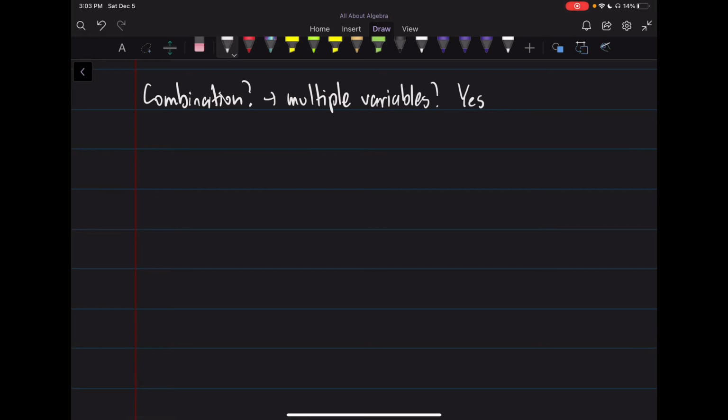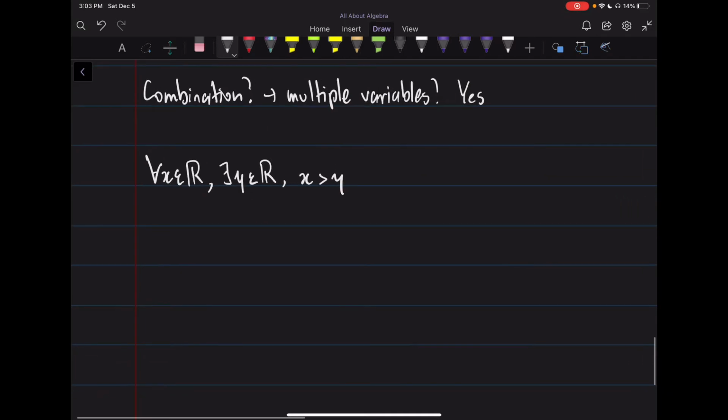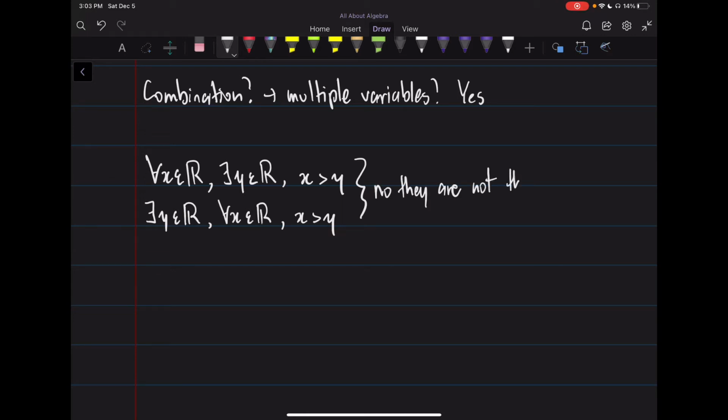So if I had a statement with, say, two variables, x and y, for all x, there exists a y such that x is greater than y. Is this the same as saying the reverse order? No, they are not the same, because order matters. The order of your quantifiers definitely matters, because it's not the same as saying these two statements.